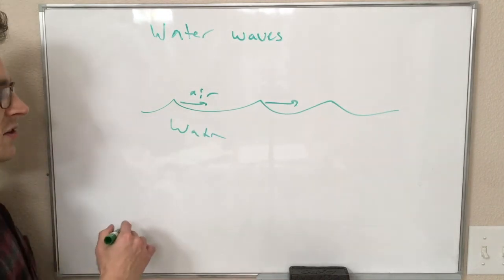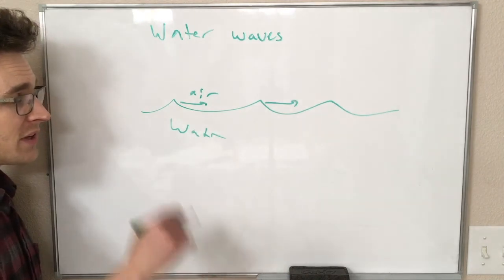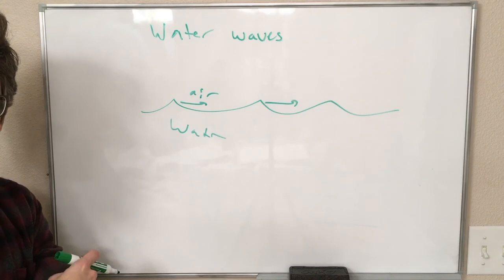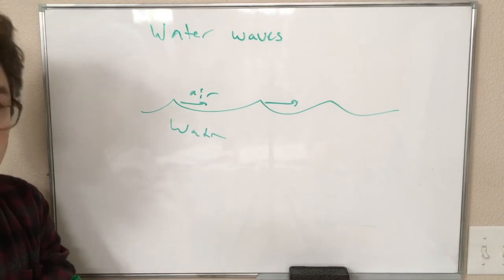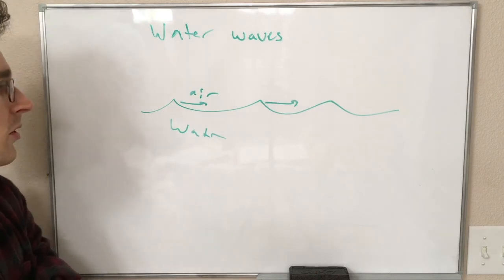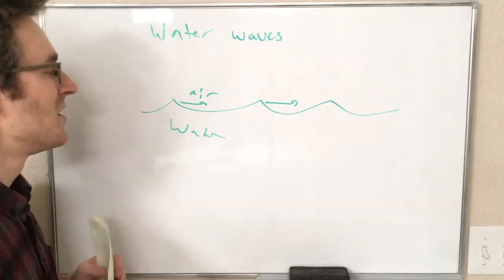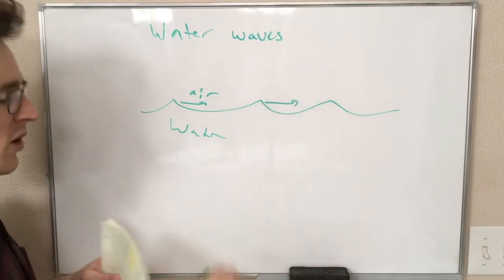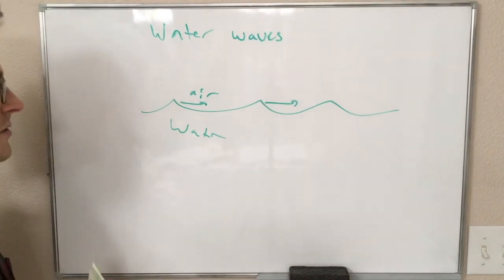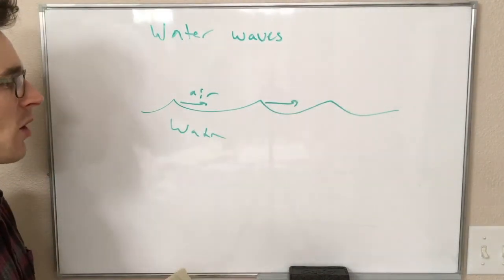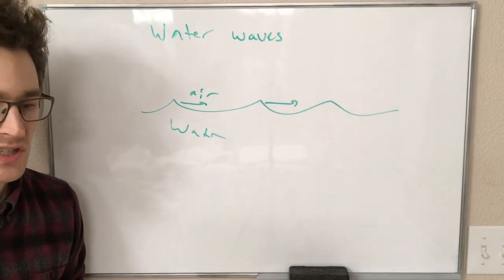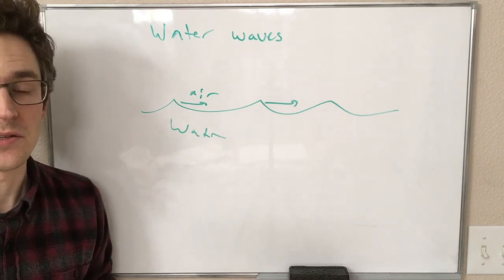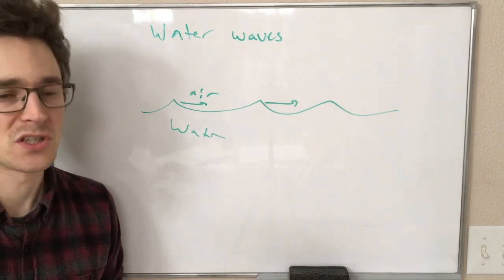If our water is very deep, they still don't actually travel at a constant velocity. If the water's very deep, their velocity depends on their wavelength. So the velocity these waves travel can depend on how far apart these wave crests are. And that's all the more I want to say about water waves. We can think of them with some of the same tools, but the rules are more complicated and a little bit beyond what we're going to talk about in 106.